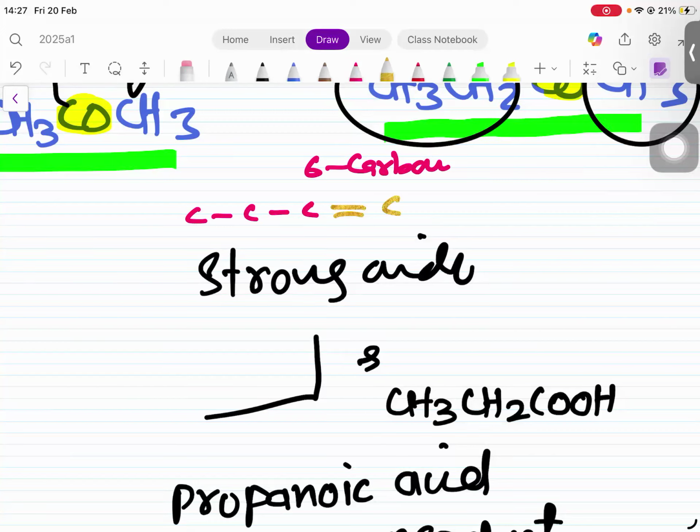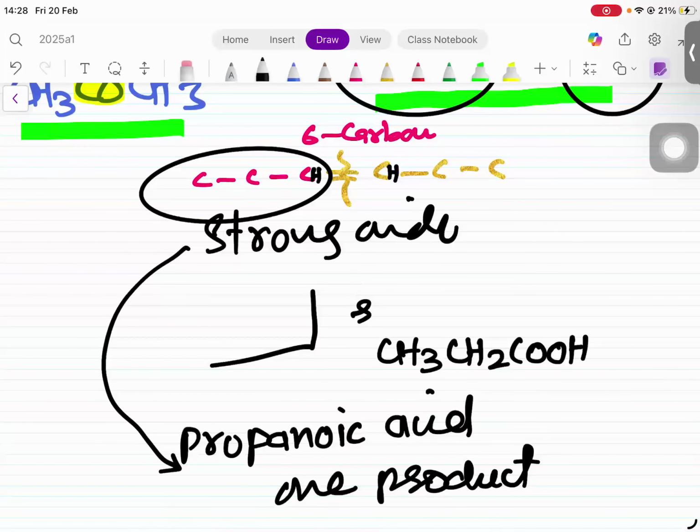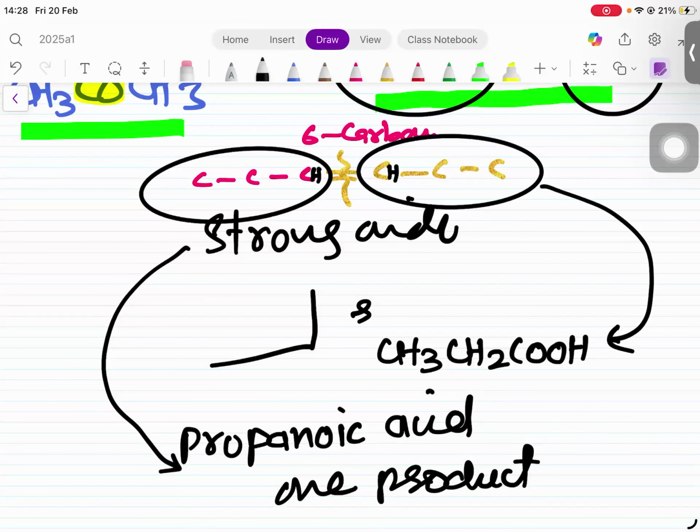Look, if the double bond is here and it is cut from here, and these are both H, this is also H and this is also H, then this side becomes propanoic acid, and this side also becomes propanoic acid. So you say yes, it is hex-3-ene. When the alkene is symmetrical, I mean the double bond is exactly in the center, then the two products formed are always the same. Do you get it? Hex-3-ene. There is only one double bond.